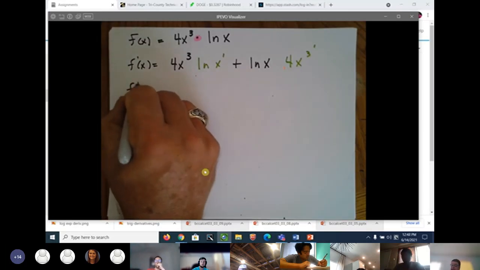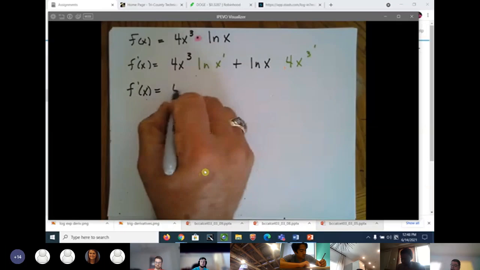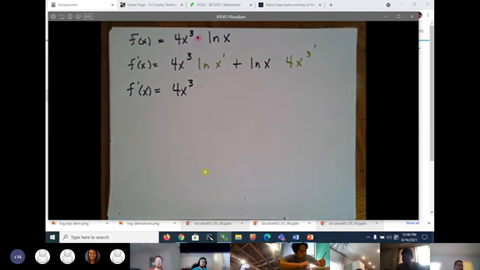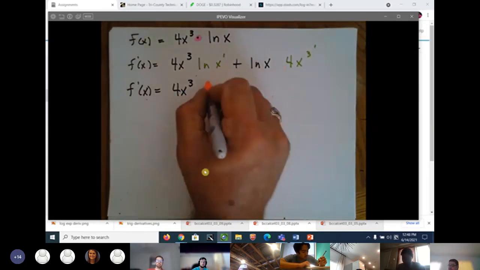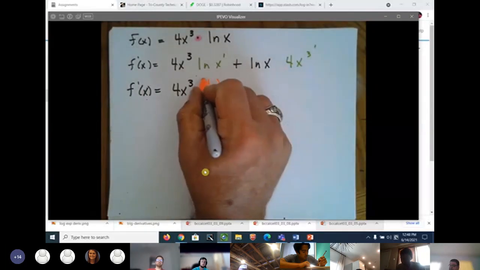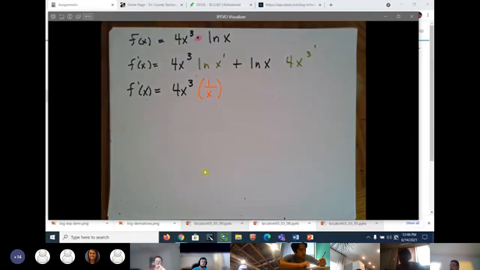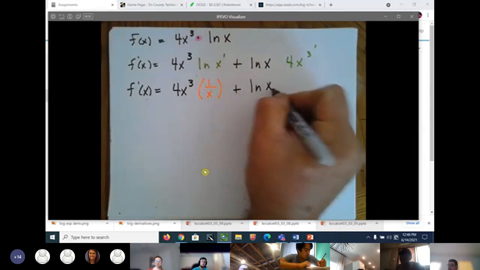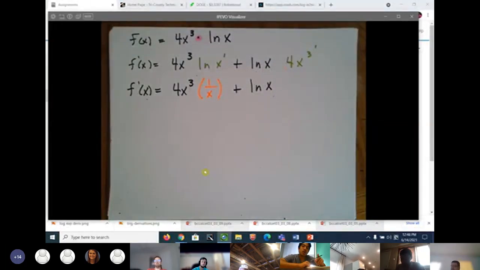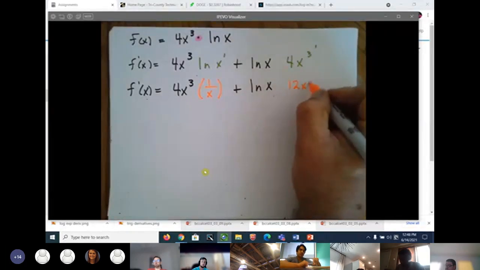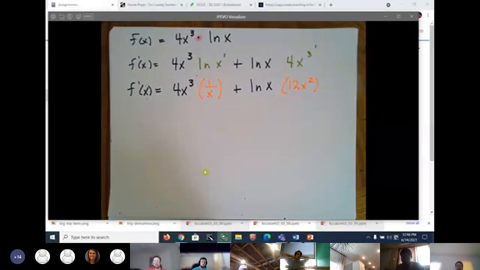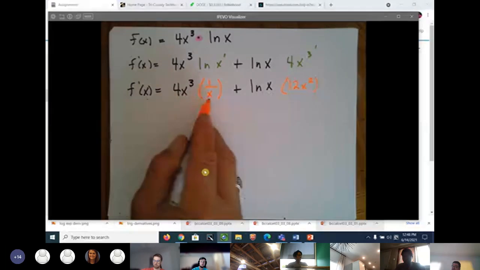So f prime of x is equal to 4x cubed times 1 over x, plus the natural log of x times 12x squared. Now it's all algebra, which there's not really much you can do. The only thing you can do is put this over this and you can cancel out.